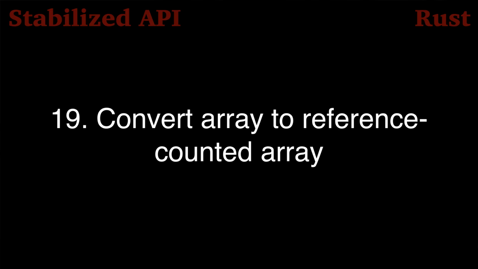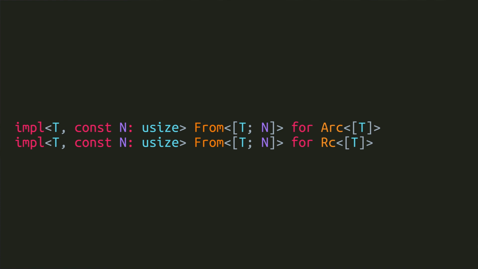Number 19. You can now convert a fixed-sized array directly to a reference-counted array through another two From trait implementations that, once again, take advantage of const generics. This conversion already worked for Box pointers, and now it works for Arc and Rc reference-counting pointers too.